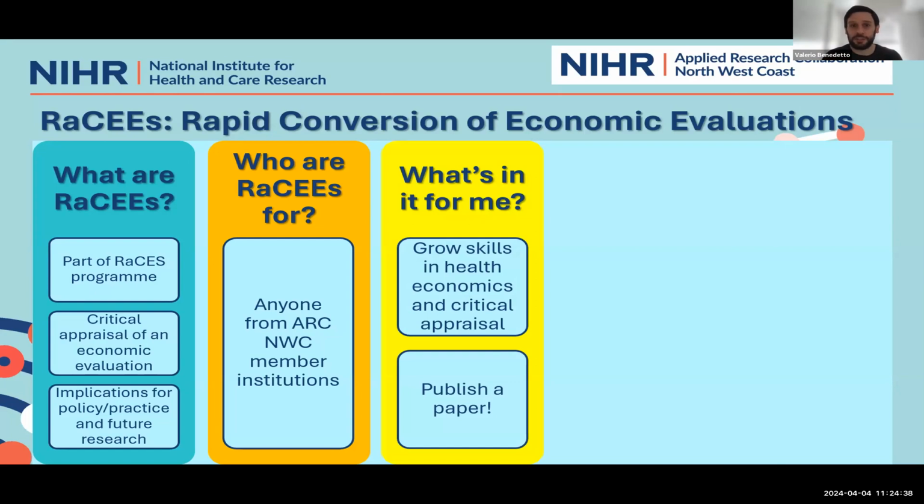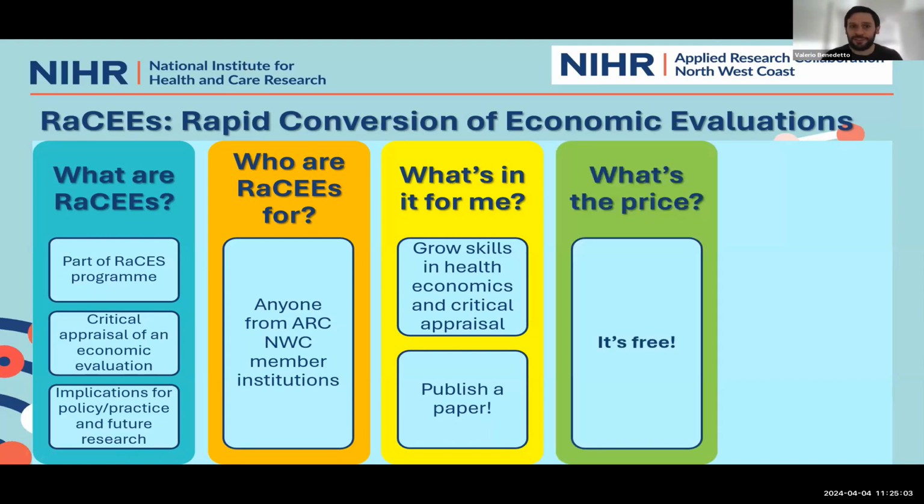As you probably know, there is a relatively quick turnaround for RaCEEs, for example. People tend to draft RaCEEs quite quickly, and the journals have a quick turnaround in terms of reviewing them and accepting them. Hopefully, it will be the same for these RaCEEs. And you can aim to publish a paper in a relatively quick time. What's the price? It's free. So in terms of opportunity cost, really little decision here, isn't it? So it's free for anyone in the ARC West Coast.